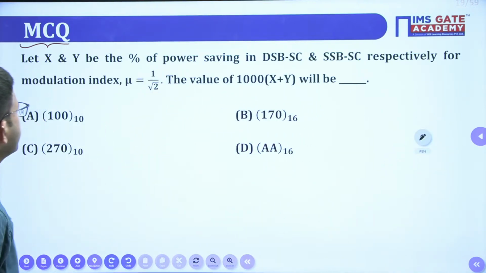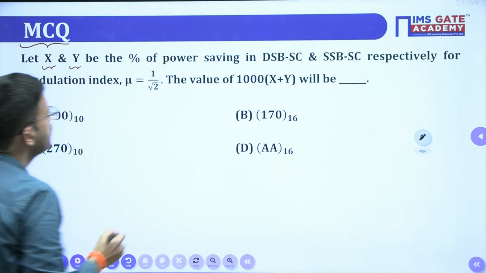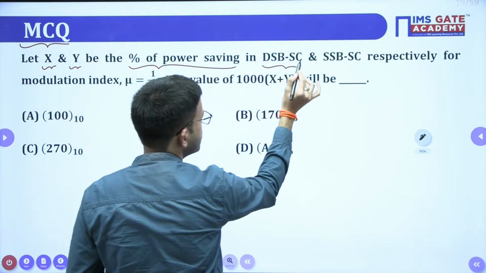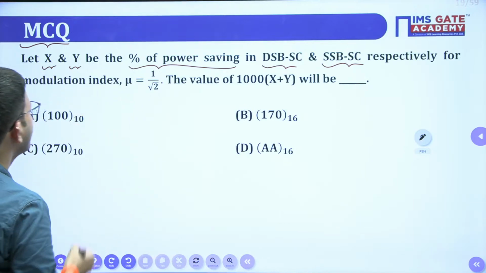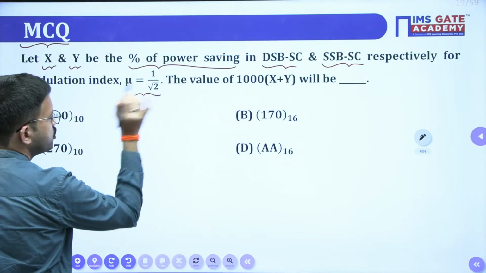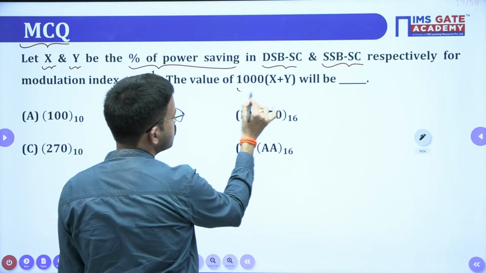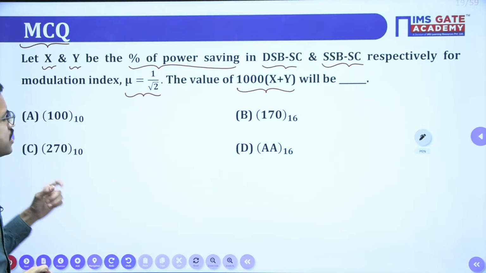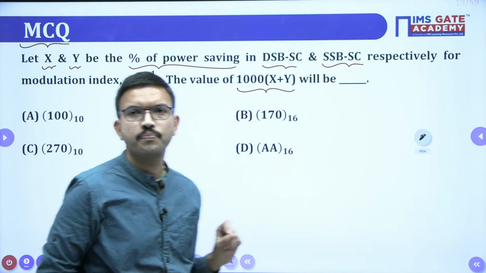Read the question carefully. What they have mentioned: X and Y are the percentage of power saving in DSBSC and SSBSC respectively for modulation index mu equal to 1 by root 2. They are asking the value of 1000 times X plus Y. If you observe the choices, they have given 2 choices in decimal and 2 choices in hexadecimal.